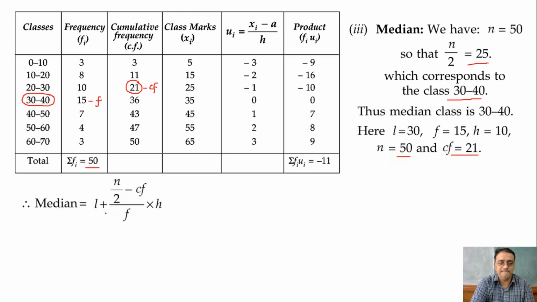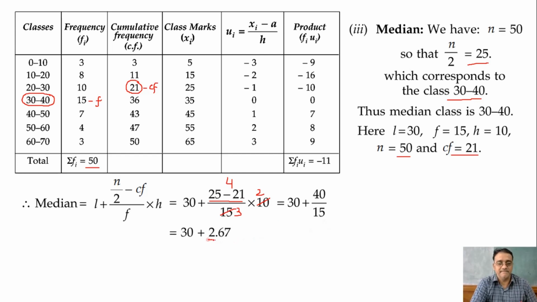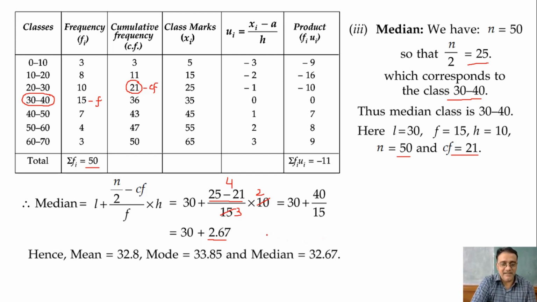After that we will write the formula. Now we'll substitute. 30 plus 21, 25 minus 21 upon 15 into 10. So if you subtract these two, you will get 4. Okay? And we can simplify here itself. 5 2s are, 5 3s are, so 8 by 3 we are getting. Otherwise you can multiply and then divide by 15. So 2.67. 8 by 3 will be easy. 2.67 approximately. So the answer will be 32.67. 32.67 is the required median. Hence, mean is 32.8, mode is 33.85, and median is 32.67.